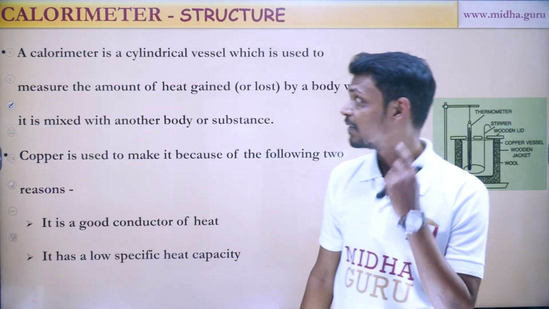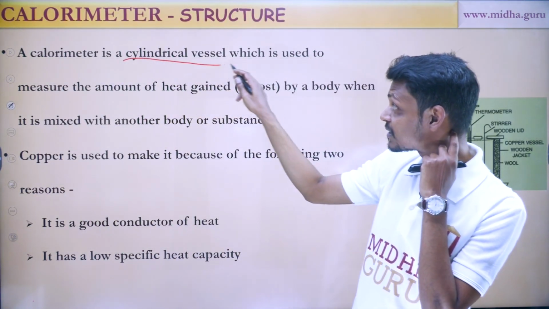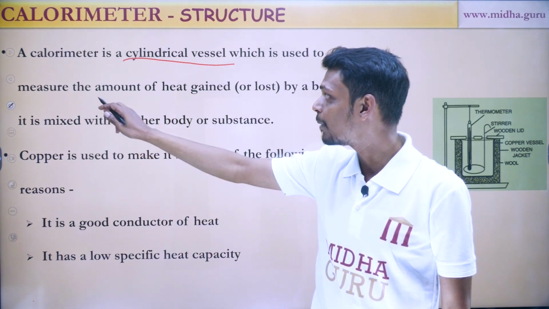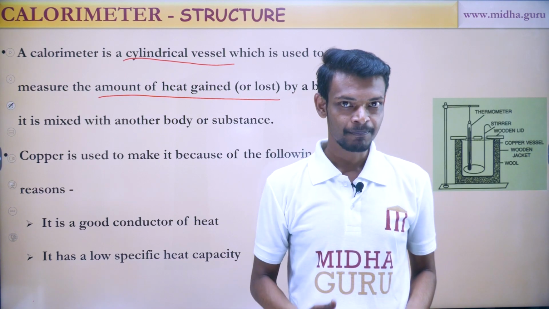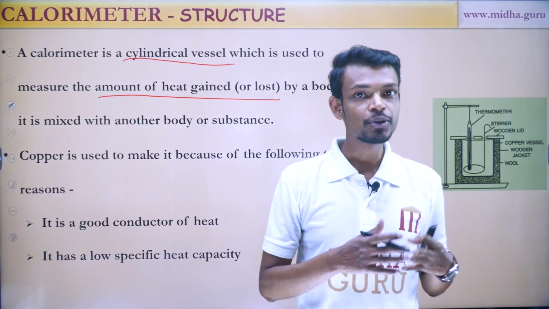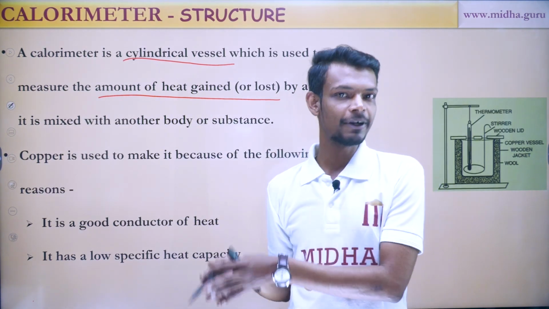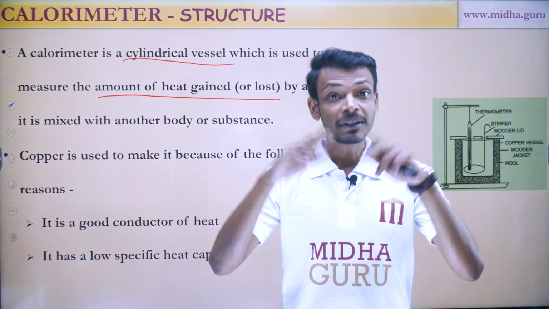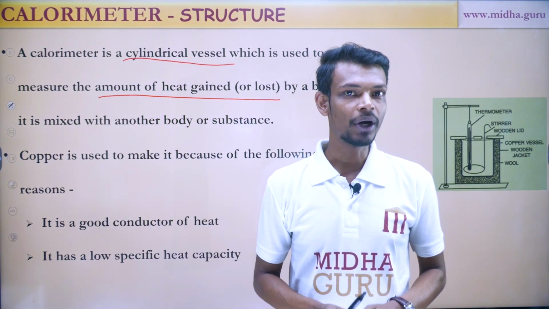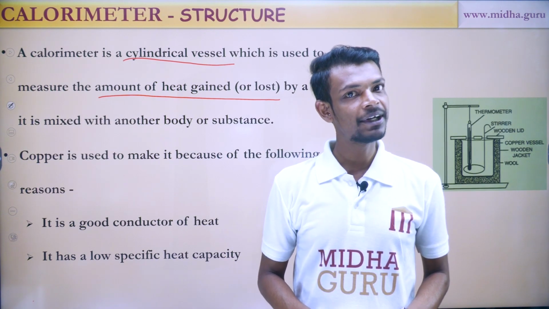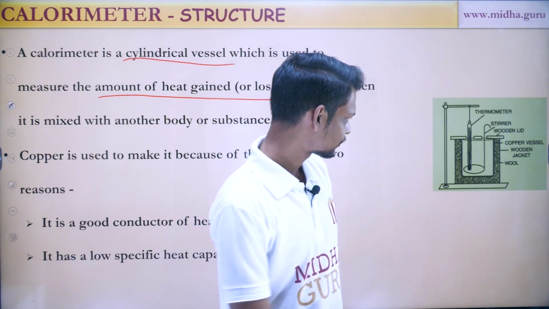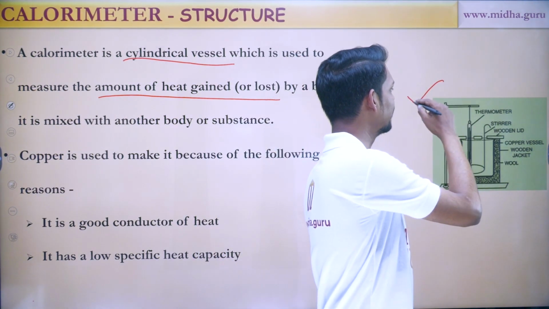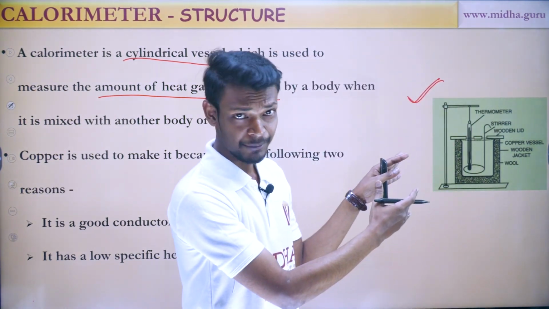Now here it is given that a calorimeter is a cylindrical vessel which is used to measure the amount of heat gained or lost by a body when it is mixed with another body. In fact, let's say you have a liquid A whose temperature is already known, and you have a liquid B, and you want to find out the temperature of the mixture when these two are mixed together. This can be done effectively using a calorimeter. In order to make the calorimeter, as you can see here, I have a simple diagram of a calorimeter, I would say.